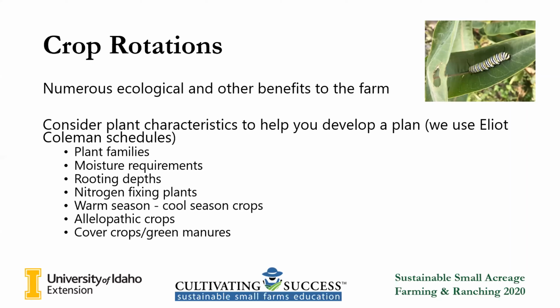We use the Elliott Coleman schedules. Elliott Coleman is an organic grower. He has a bunch of rotation schedules in his books or online. So just check them out. We use a 10-year rotation, and it works really well for us. You can rotate mostly by plant families, but also by nutrient fixing or nitrogen fixing plants or different rooting depths. And of course, throw in your cover crops and green manures in there.